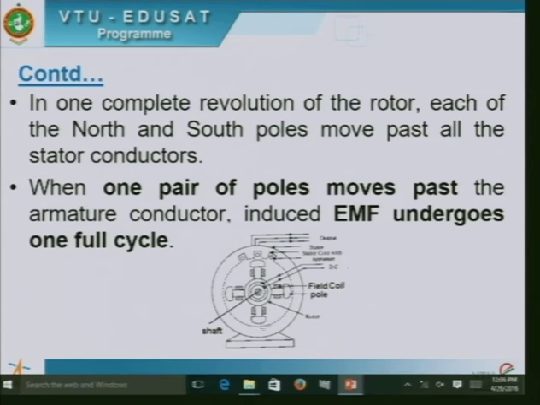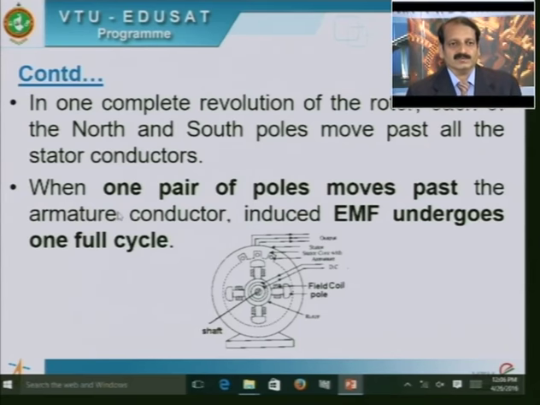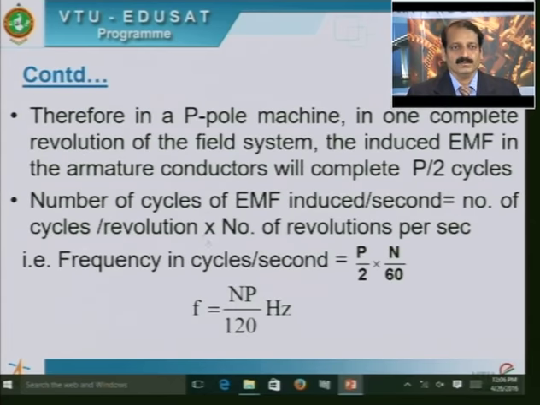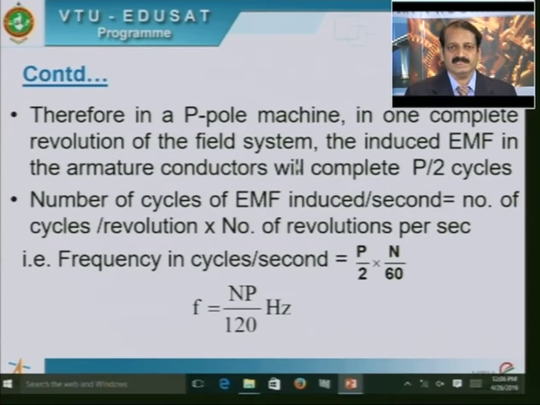Suppose there are p number of poles. In one rotation of the rotor, p by 2 cycles of EMF are induced. So when one pair of poles moves past the armature conductor, the induced EMF undergoes one full cycle. Therefore, in a p-pole machine, in one complete revolution of the field system, the induced EMF in the armature conductors will complete p by 2 cycles.